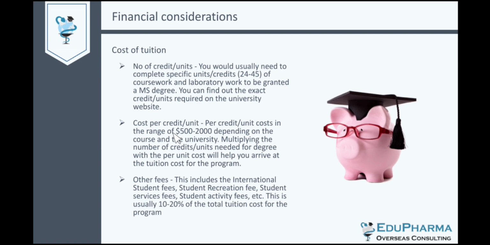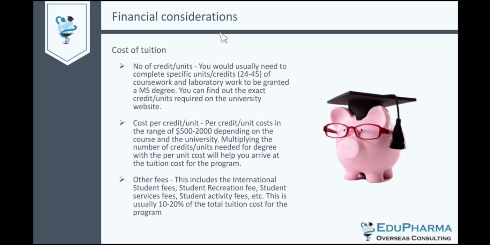So in the university, for each school, or let's say for college, school of pharmacy, there will be a unit cost. So per credit there will be a cost which will range again from $500 to $2,000. These costs are again different for international students and for the regular domestic students. So while looking at this, you need to be careful.